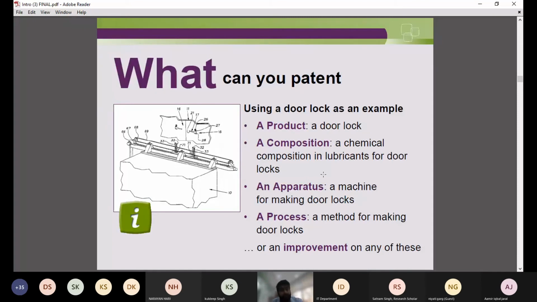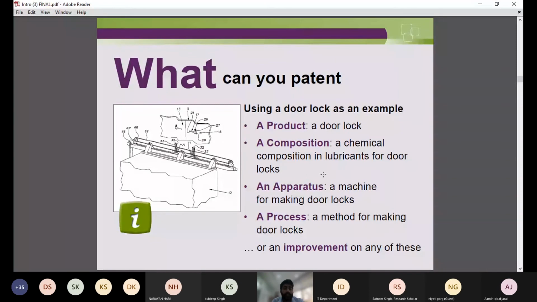Now, in a single product, what all can you patent? For example, you have a smartphone, right? A single smartphone is protected by more than 1,000 patent applications, because there is not a single technology in a smartphone. There are more than 1,000 technologies being used in your smartphone, right?